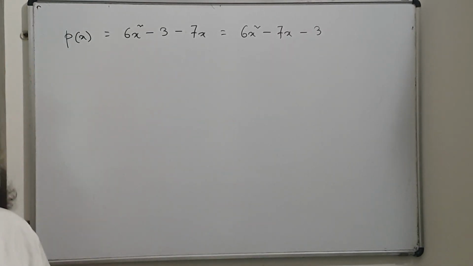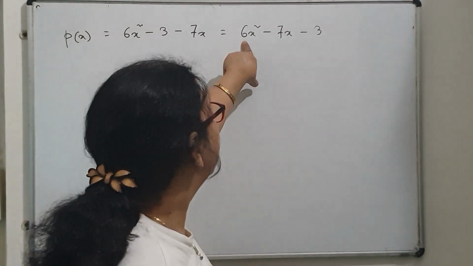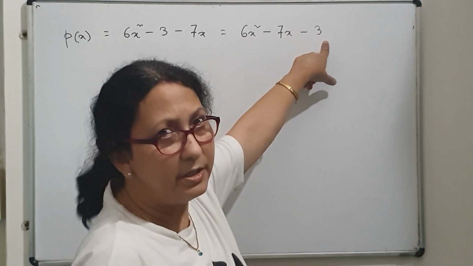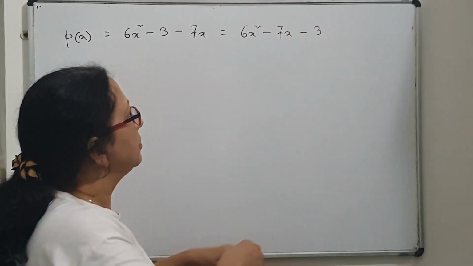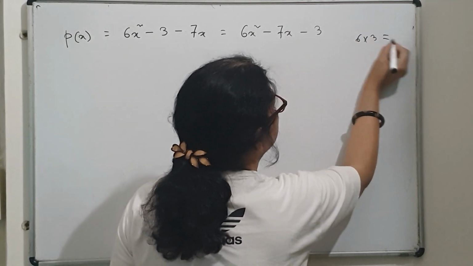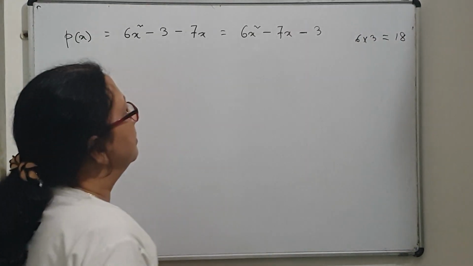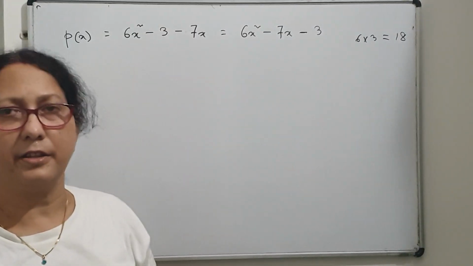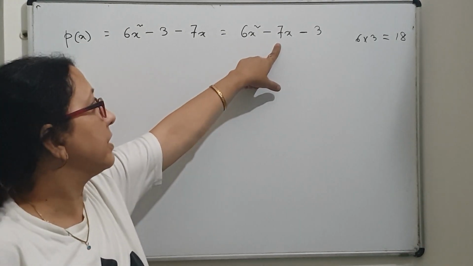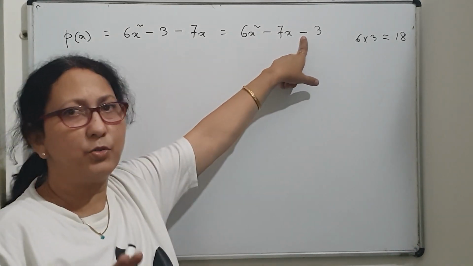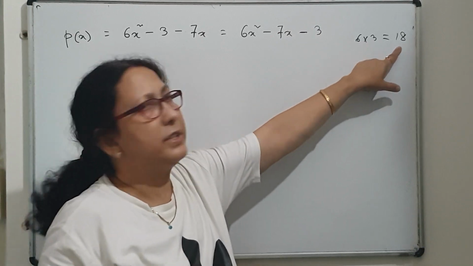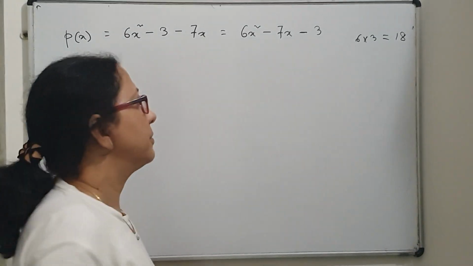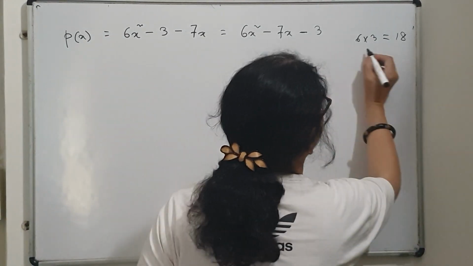Factorization by splitting the middle term, you know how to do. You take the product of the coefficient of the highest power and the constant, 6 into 3, 18. Since there is a minus sign, I have to break this 18 into 2 factors such that their difference is 7. And if there is a plus sign, then we break them in such a way that the sum of the 2 factors is the middle term. That is the way of splitting the middle term. So since there is a minus sign, I have to break in such a way.